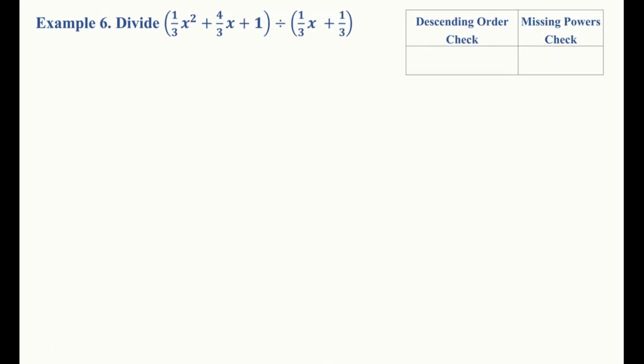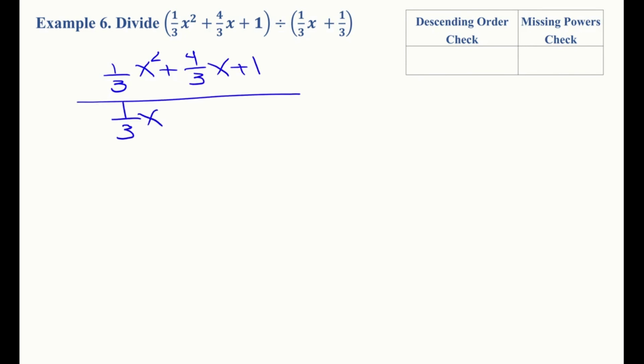This is a problem that looks a little bit scarier compared to the rest of them just because of the fractions, but it really isn't, because if you handle it cleverly, you won't need to deal with those fractions at all. So here's the way we're going to handle it. Let's go ahead and write it as a quotient. So we have 1/3 x squared plus 4/3 x plus 1 divided by 1/3 x plus 1/3.